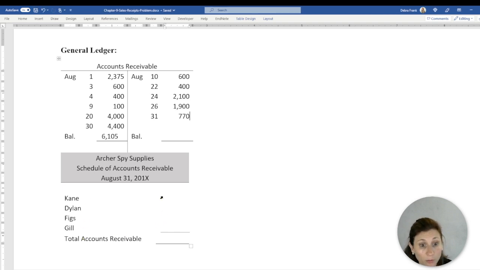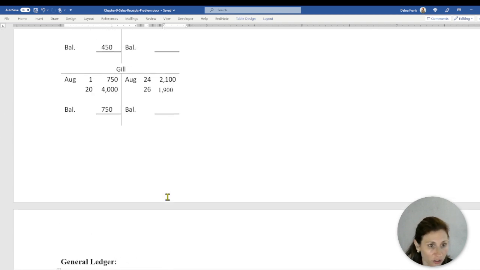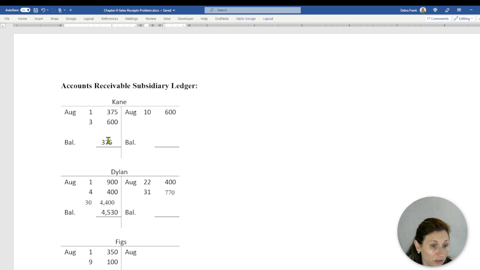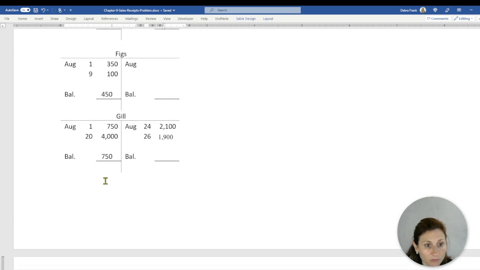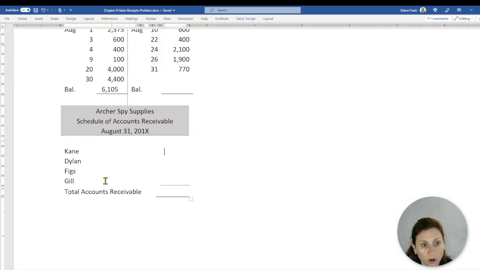So let's go double check. So we can do this little schedule to double check, or we could have just done our calculator, but we see Caden's ending balance is 350, Dylan's is 4,530, 450 for Fix, and then 750. All right, so we'll just put those all four in. So 375, 4530, 750. I know it's not formatted nicely, but we'll survive.